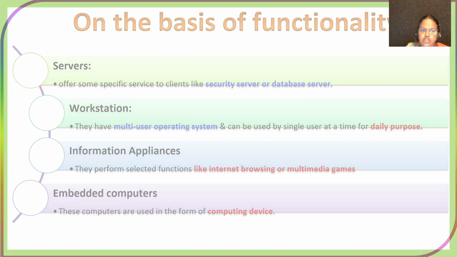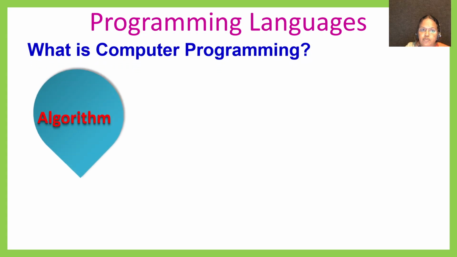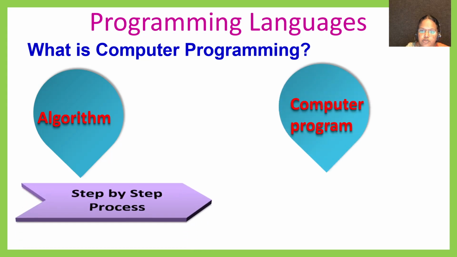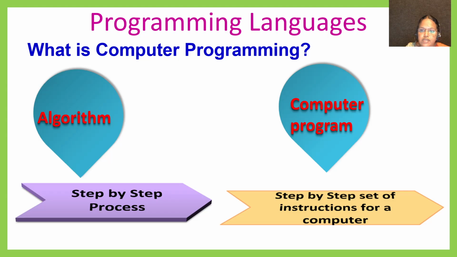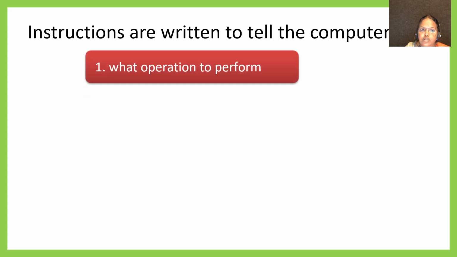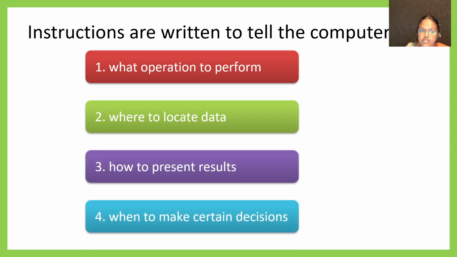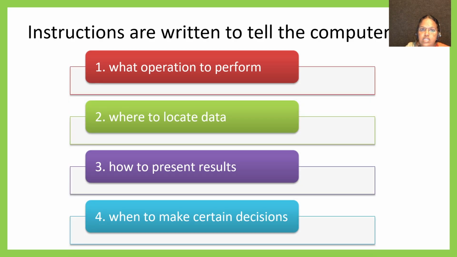Next we are going to see what is meant by a computer program. Before knowing a computer program, an algorithm is a step-by-step process, whereas a computer program is a step-by-step set of instructions for a computer. It instructs the computer what is to be performed, where to locate data, how to present the result, and when to make a certain decision. So these are the instructions which are written to tell the computer.